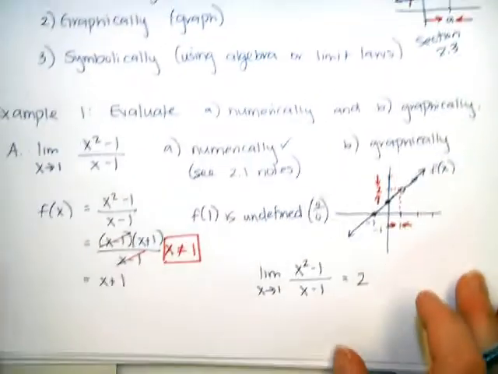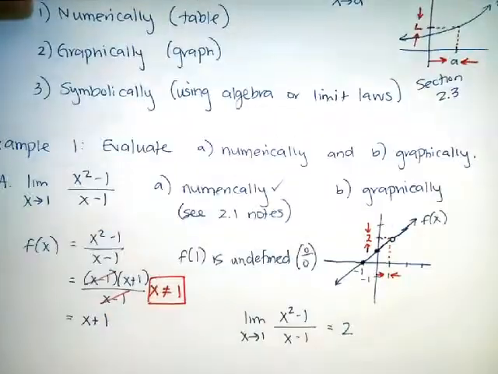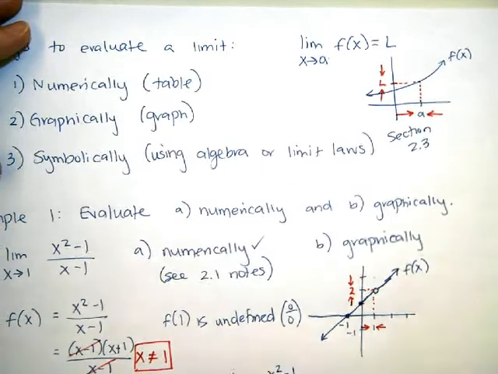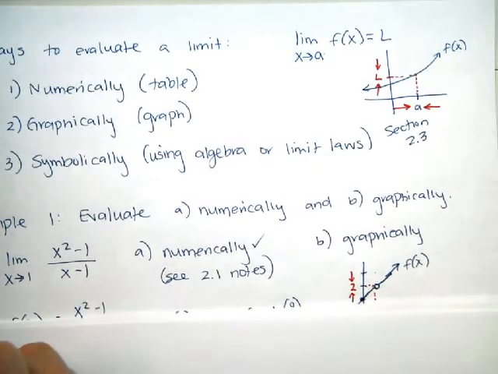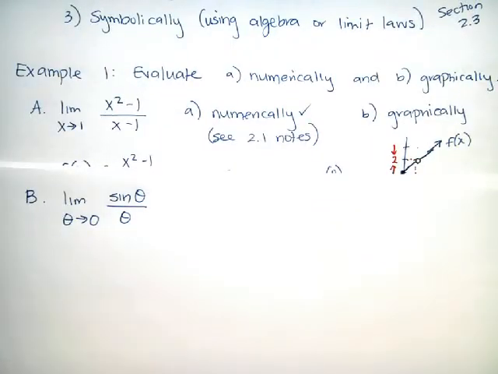Okay, let's keep going. We need to do more examples. I'll put that here just in case anyone needs to write that down. Let's take a look at part B: the limit as theta approaches 0 of sine theta divided by theta.